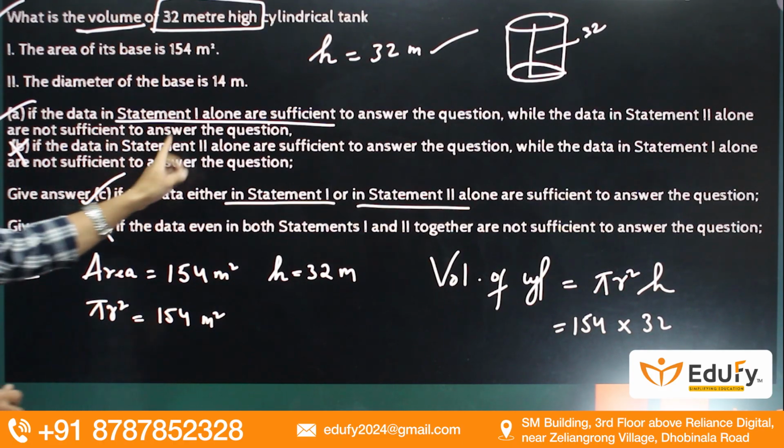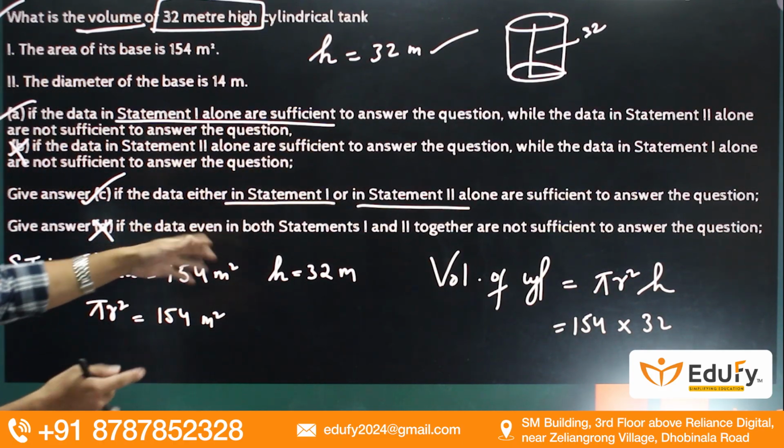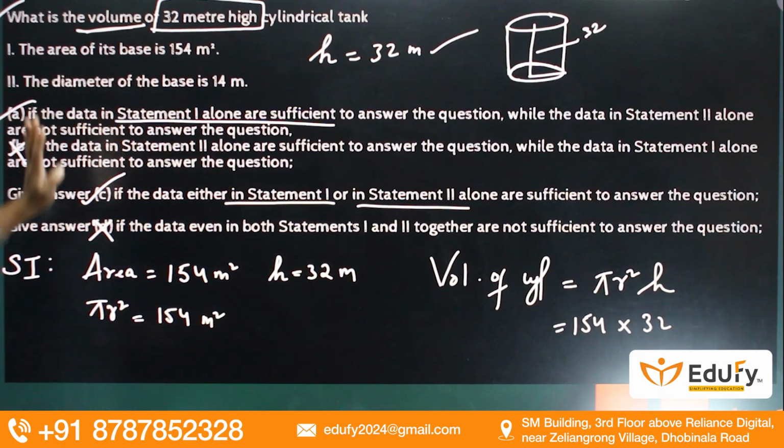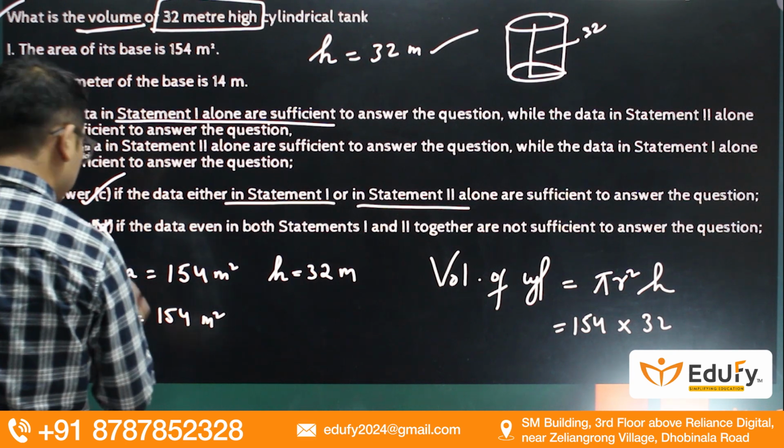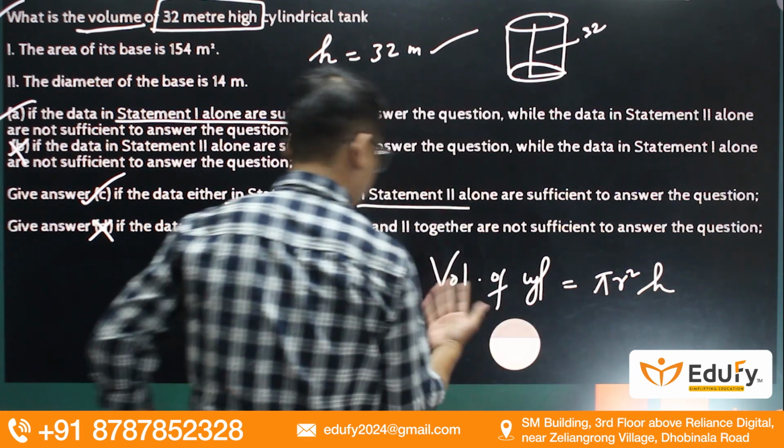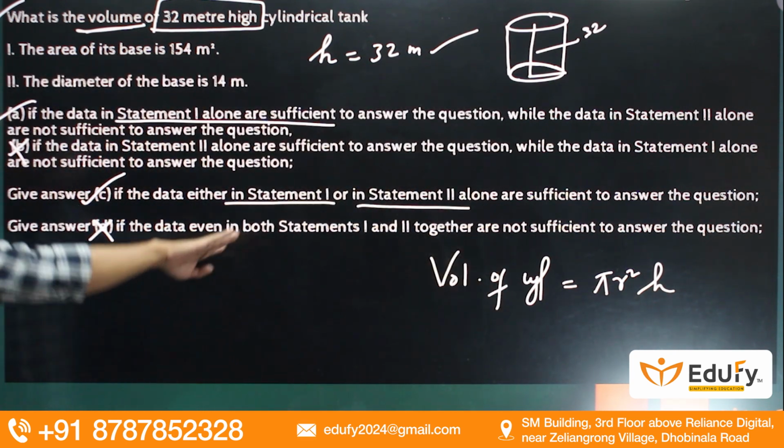Okay, because this says statement 2 alone is sufficient, while statement 1 is not sufficient, and both are not sufficient. We know that statement 1 is sufficient. So at least I know that it's going to be either A or C. Okay, so let us try and check statement 2 as well, right? Same thing, the volume of the cylinder formula will be that only.